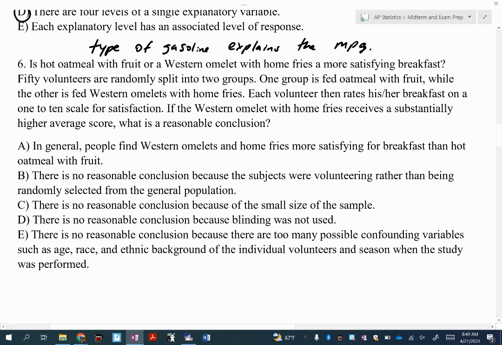Are you okay if I cross out D? We don't have to have blinding, right? Blinding can be helpful and important, but in this scenario, will the people know what they're eating? Yeah, they probably are going to know. Even if we blindfold them, you can tell the difference between oatmeal and fruit versus an omelet with home fries, even if you can't see it, probably even smell it. Okay?